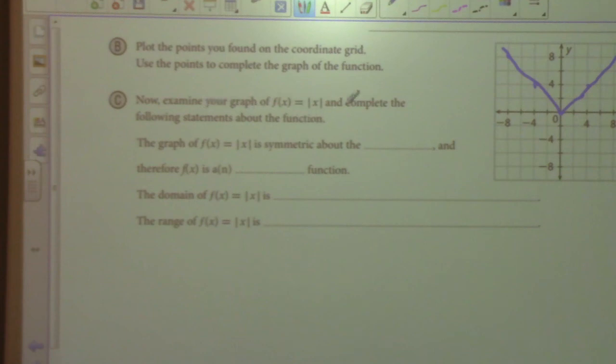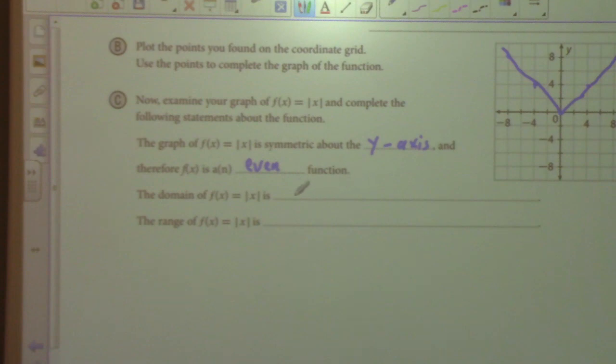Now, it says examine your graph of f(x) equals absolute value of x. Complete the following statements about the function. The graph of f(x) equals absolute value of x is symmetric about the what? Where do we have symmetry here? The y-axis. And therefore f of x is a or an what? The choices are odd or even. Is this odd or even? It's an even function.